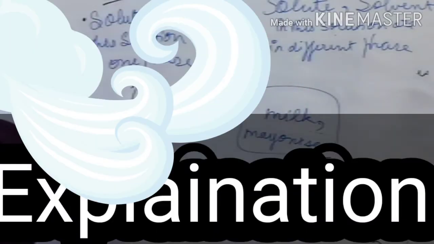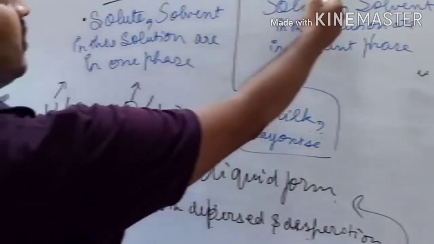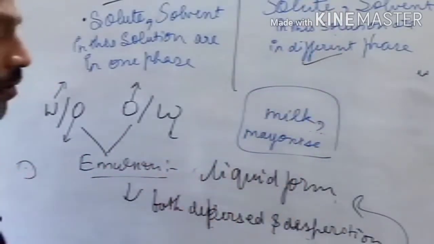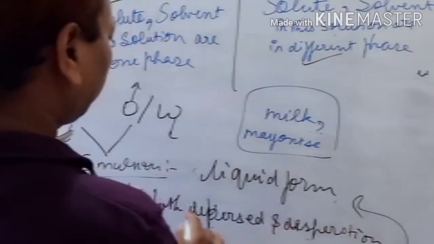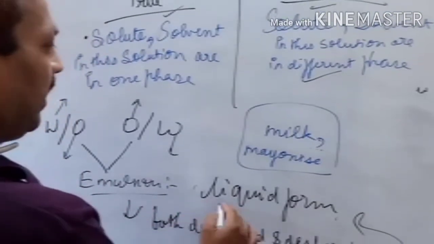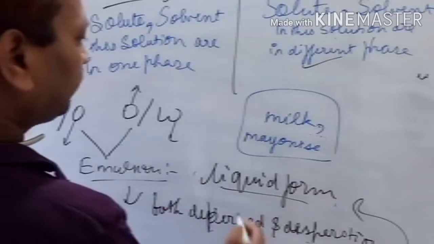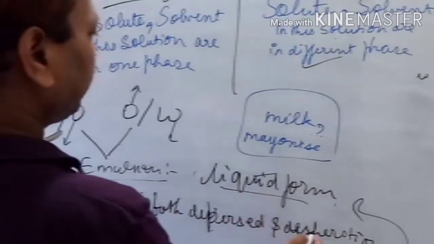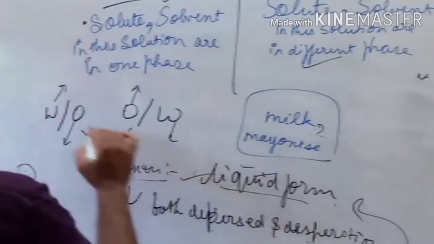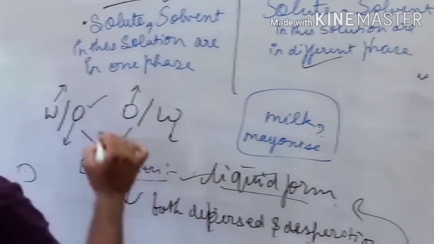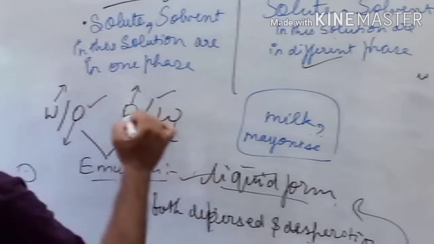So children, number 1 is this. These are the questions. So true solution, and this is a colloidal solution. Answer is correct. And emulsions, liquid colloidal solution is known as emulsions. In emulsion both are in liquid form, dispersed and dispersion medium both. Now water and oil, two types of emulsion. So one is this and second is this. So it is also correct, children.